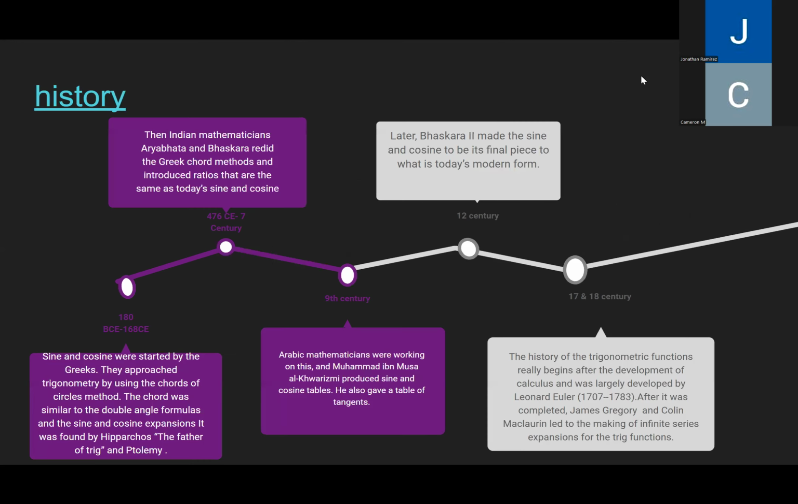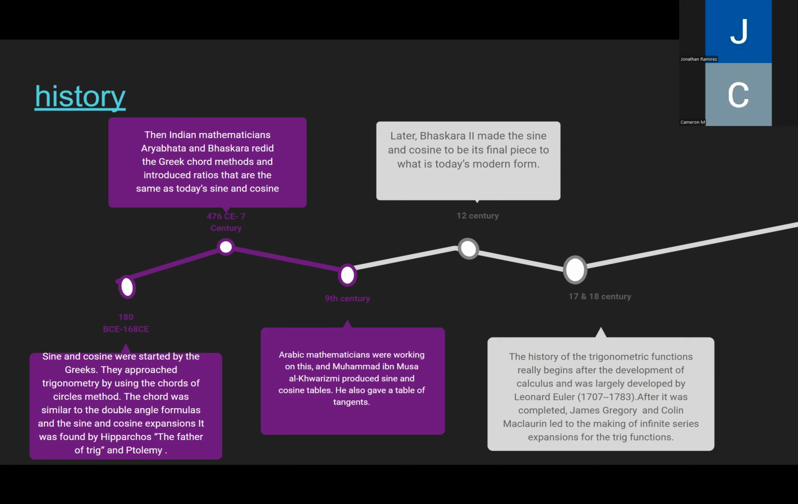According to ASME.org history, sine and cosine were started by the Greeks. They approached trigonometry by using the chords of circles method. The chord was similar to the double angle formulas and the sine and cosine expansions. It was founded by Hipparchus, who was given the name father of trigonometry, and by Ptolemy, which was during 180 BCE and 168 CE.